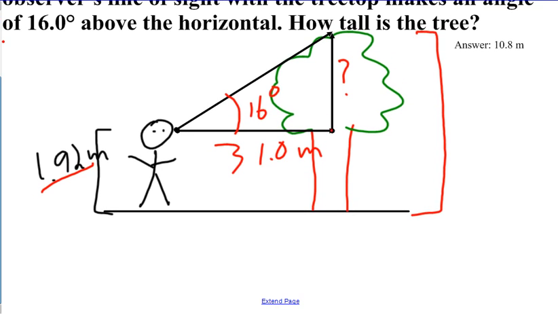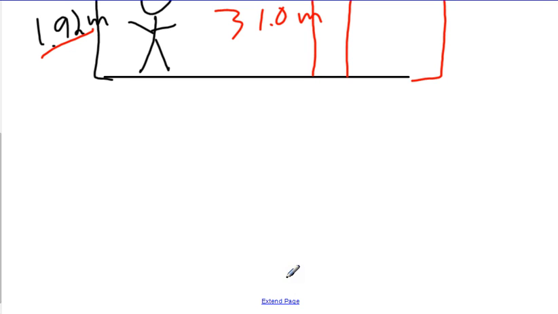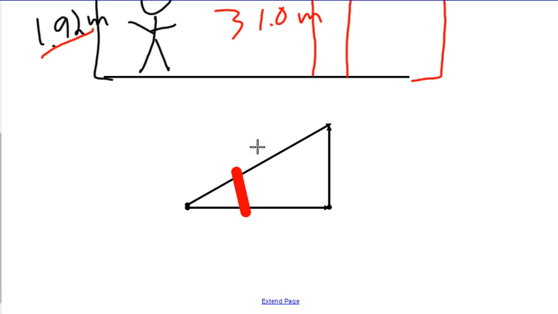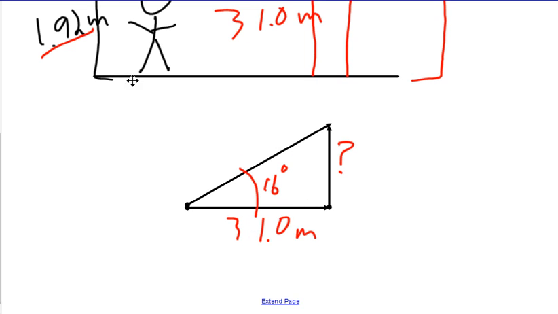So let's give this a try. In this case, let me redraw the triangle. So for this triangle, it looks roughly like this. We know that this is 16 degrees, right? Yes, 16 degrees. We know that this is 31.0 meters. And using this, we can find our y component. In this case, we have our angle. We're looking for opposite, and we have our adjacent. So we need to use tangent. So let me move this a little off to the side.